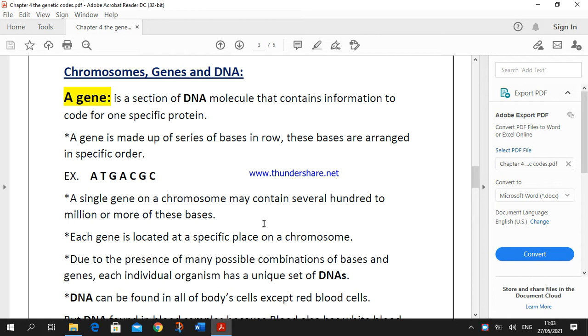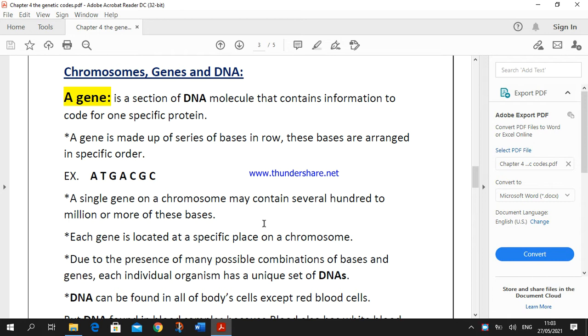Let's continue talking about the genetic code. What is meant by a gene? A gene is a section of DNA, a small part of the DNA molecule, that contains information to code for one specific protein.